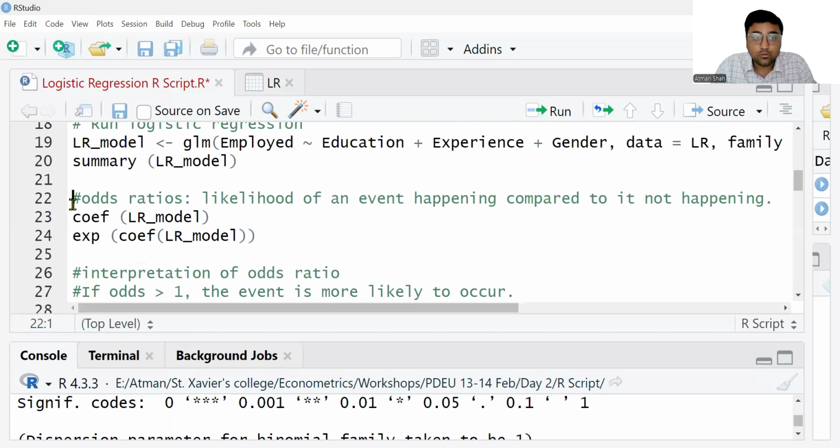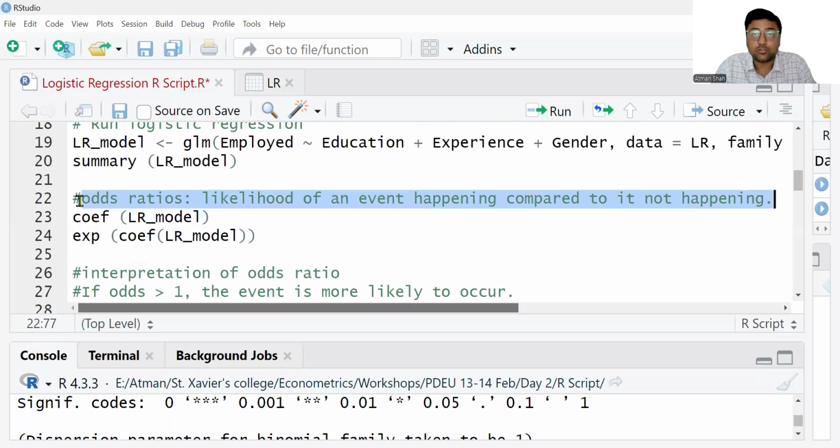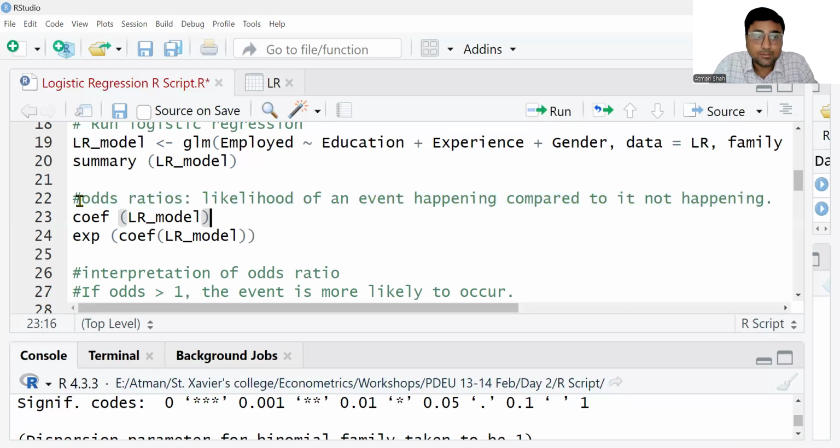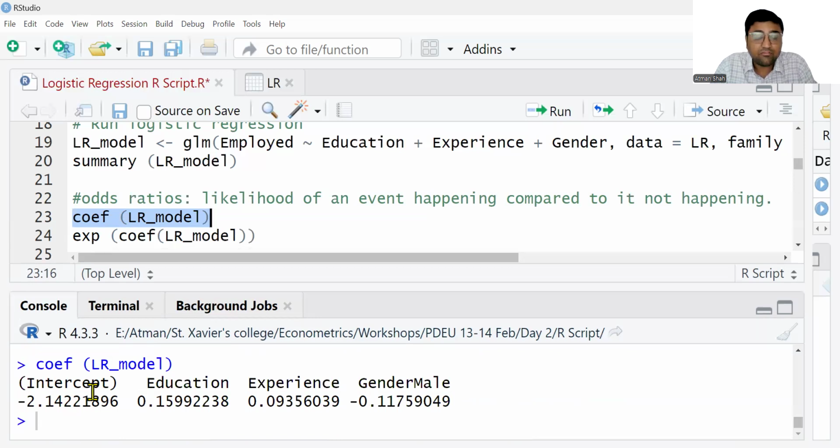So what is the odds ratio? It is the likelihood of an event happening compared to it not happening. That is the idea of odds ratio. So how to find the odds ratio in logistic regression? First you need to define the coefficients. So write COEF and LR model. Here we have the coefficients: intercept, education, experience, and gender. And then we find the exponential of these values. Simply run it.